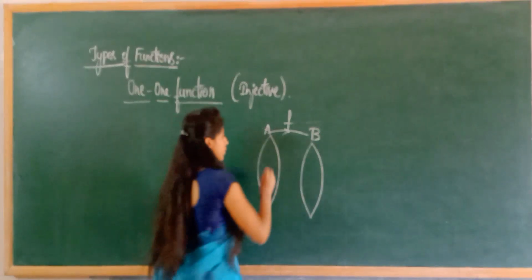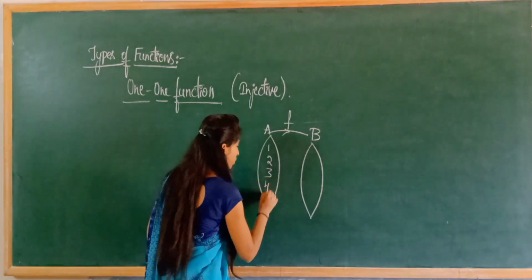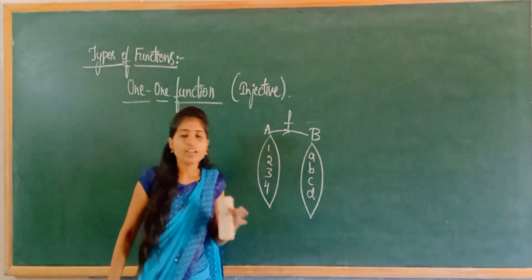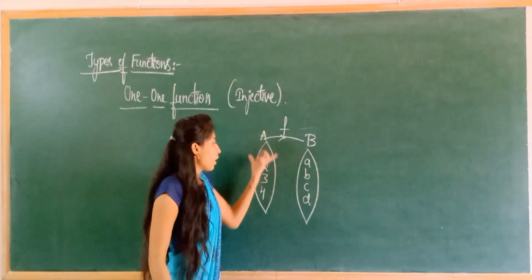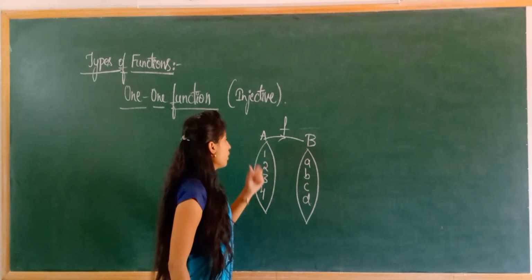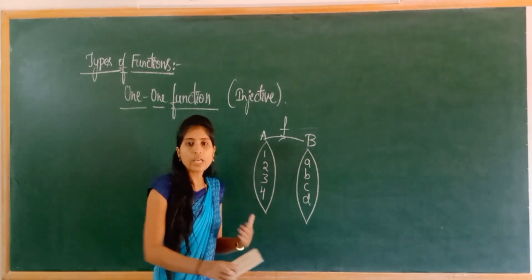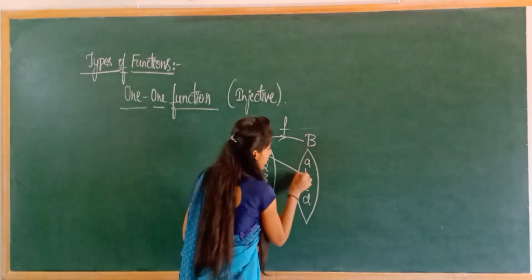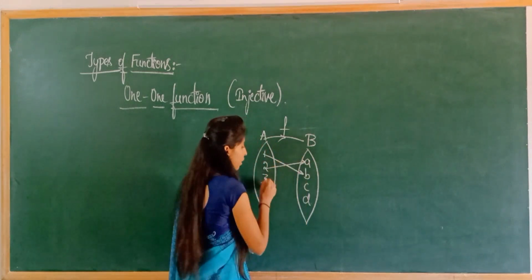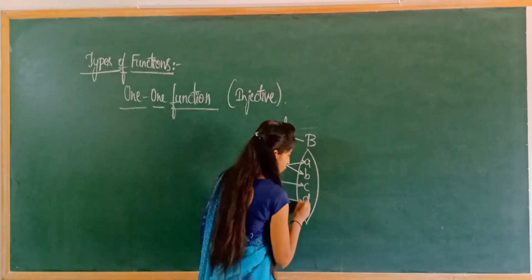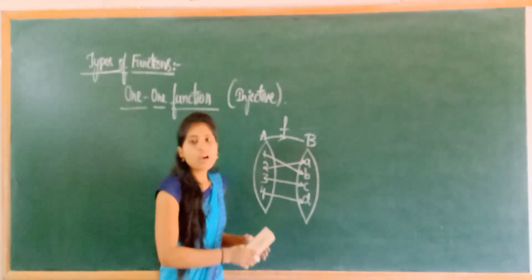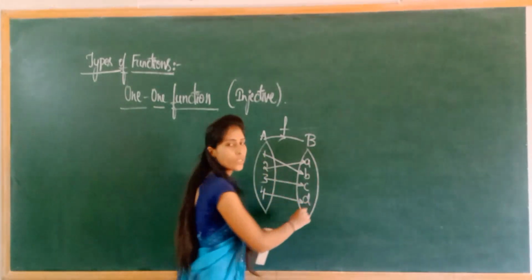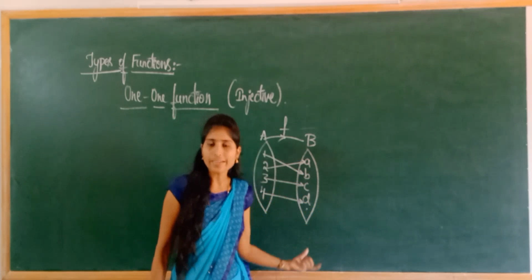In A, I will take some elements, 1, 2, 3, 4. In B also, I will take some elements, A, B, C, D. Okay. I have taken two sets, A and B. Here, all the elements of set A should have some different or unique image in set B. Okay, means 1 is related to B, 2 to A, 3 to C, and 4 to D. See here, all the elements of A have some different image. It has some unique or different image in set B.